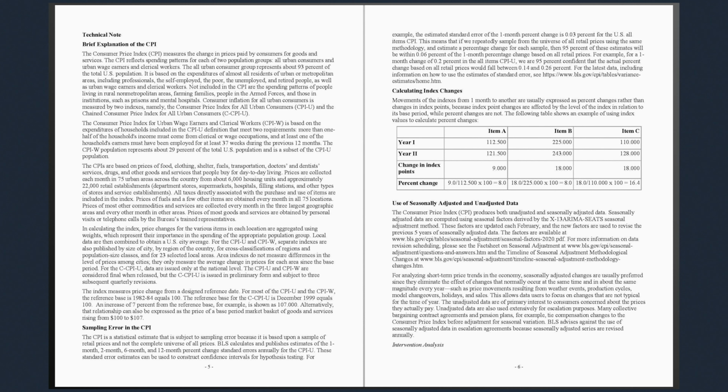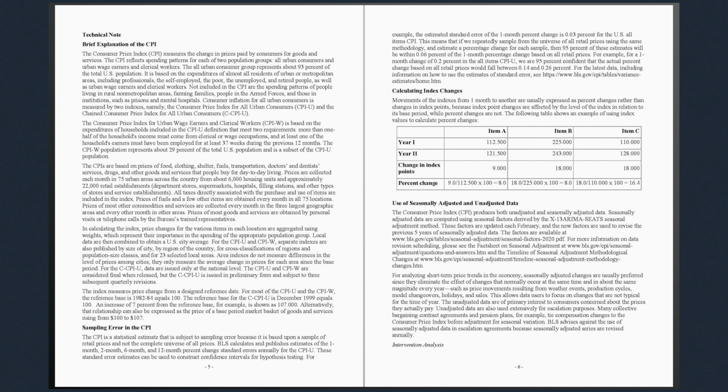For more information on data revision scheduling, please see the fact sheet on seasonal adjustment at www.bls.gov/cpi/seasonal-adjustment/questions-and-answers.htm and the timeline of seasonal adjustment methodological changes at www.bls.gov/cpi/seasonal-adjustment-methodology-changes.htm.